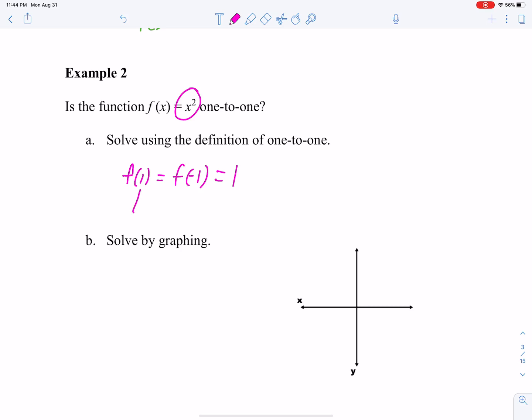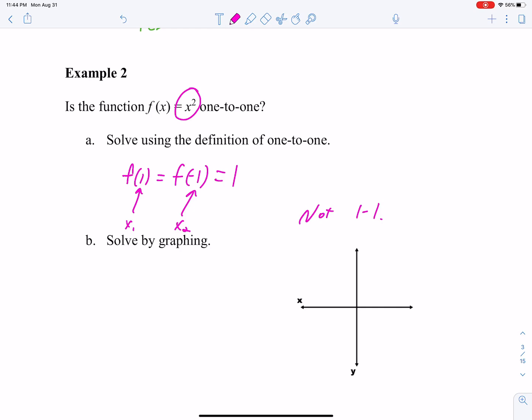We have two different values. Here's x1 and x2. They're different, but f of x1 and f of x2 are equal. So it breaks the definition. All right, so by this, definitely not 1-to-1. And again, you would show some work like that to prove it.